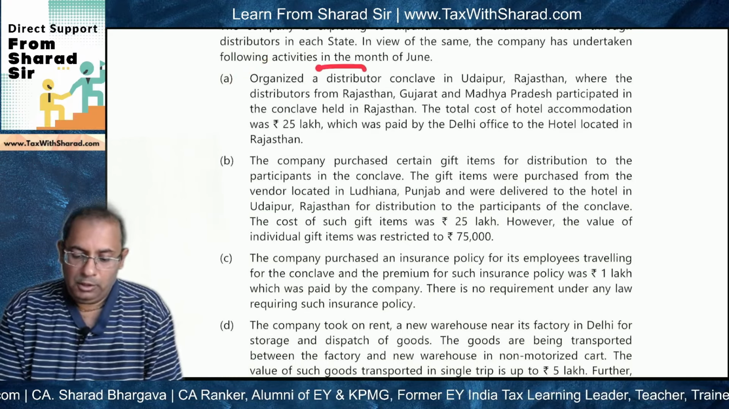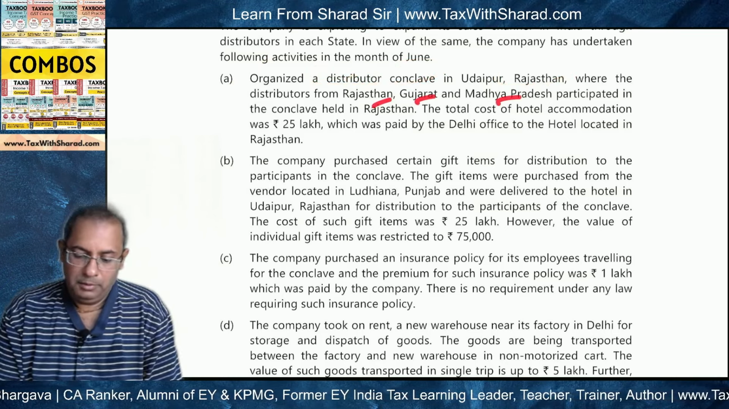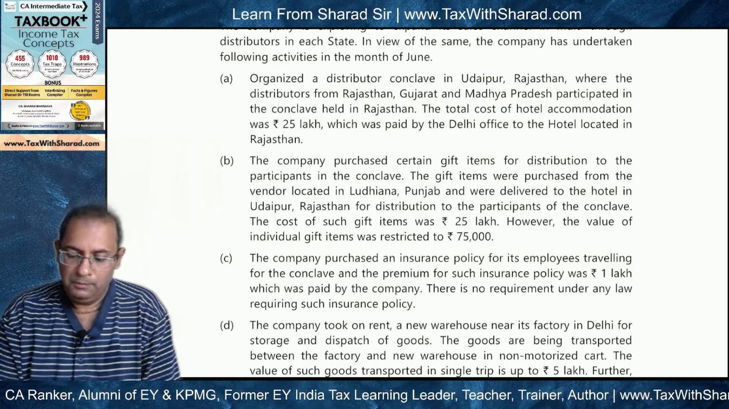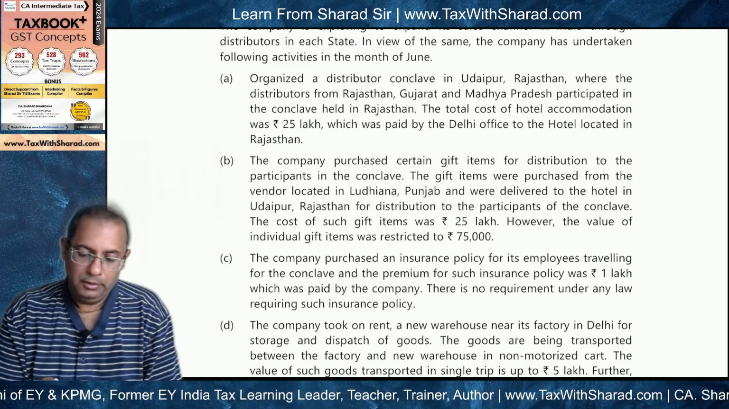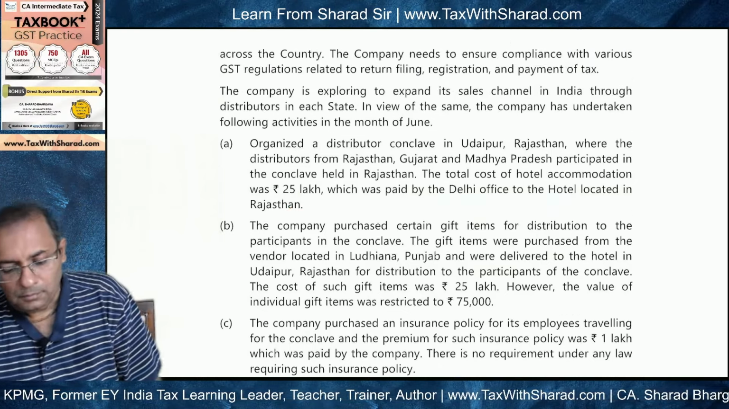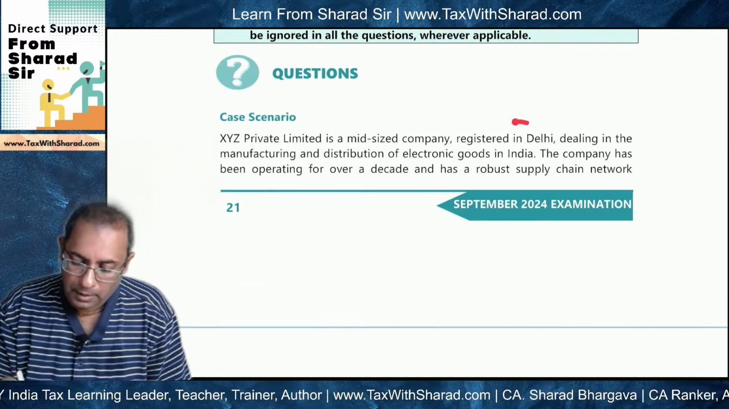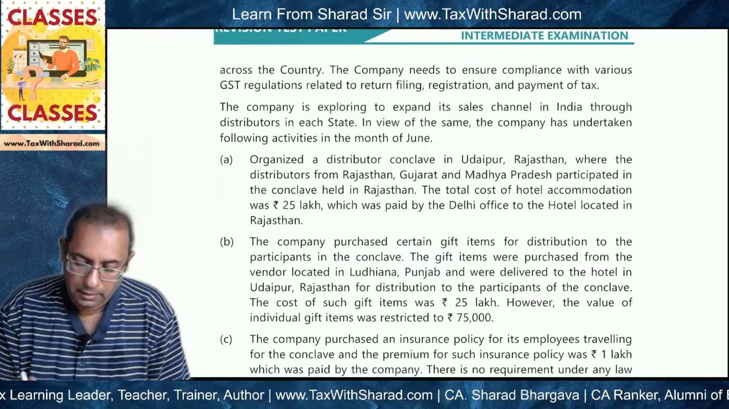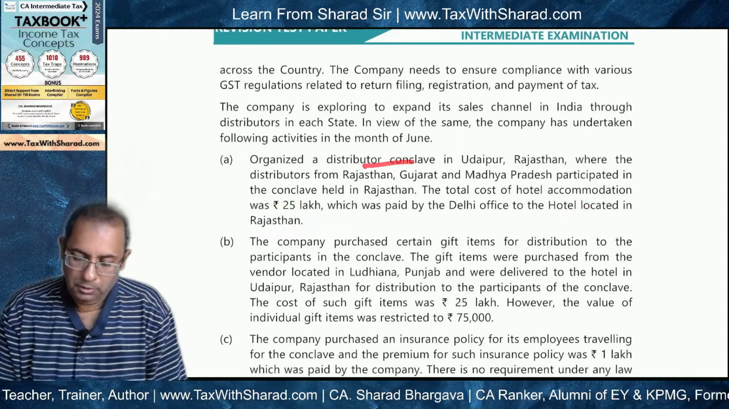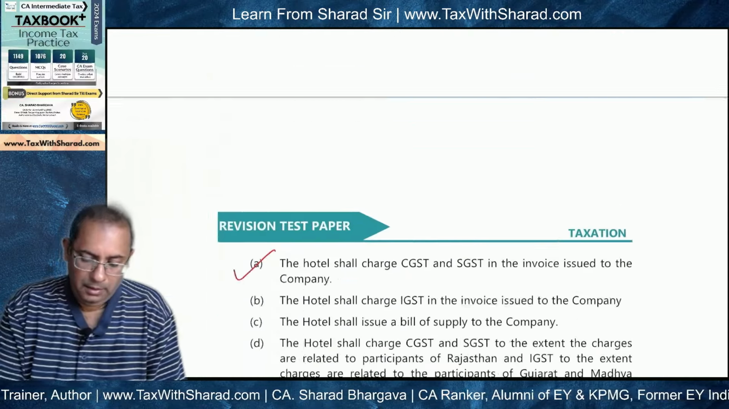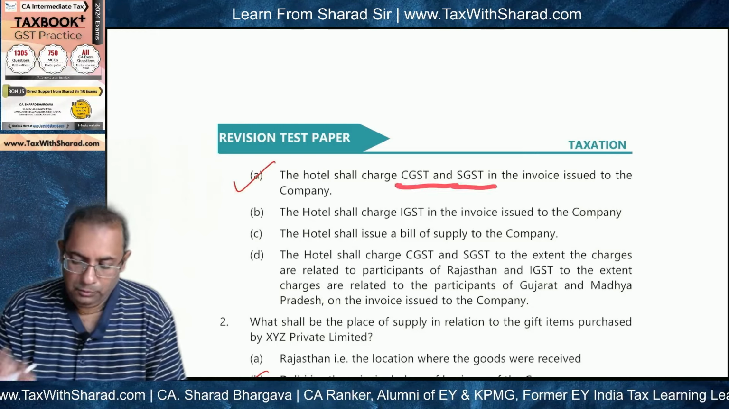It organized a distributor conclave in Udaipur, Rajasthan, where the distributors from Rajasthan, Gujarat and Madhya Pradesh participated in the conclave held in Rajasthan. Total cost of hotel accommodation was 25 lakh, which was paid by the Delhi office to the hotel located in Rajasthan. So this company XYZ is registered in Delhi, and there is a hotel in Rajasthan, and the payment is made to the hotel in Rajasthan because there is a distributor conclave which is being held, and the correct answer is the hotel shall charge CGST and SGST in the invoice issued to the company.